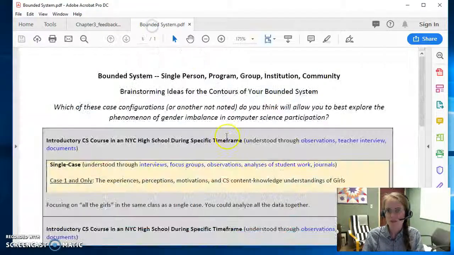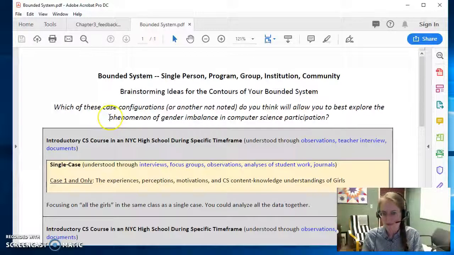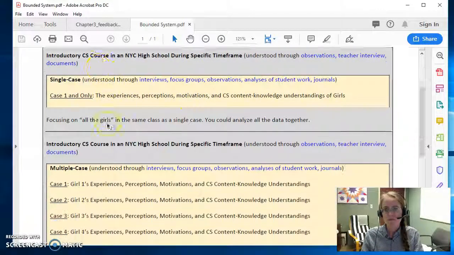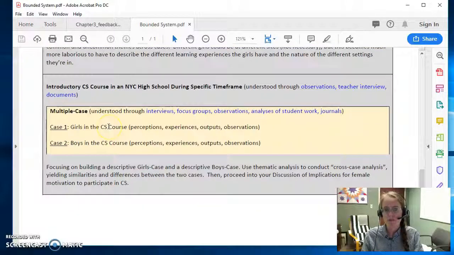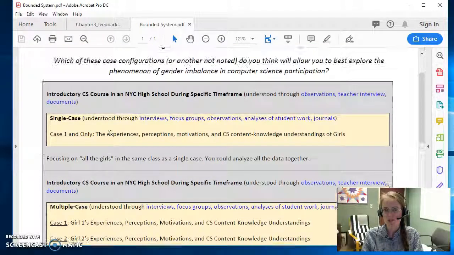So I went through and I've created this bounded system document that's also linked inside of the email that I sent. And I brainstormed some ideas for your bounded system given what I kind of know about what you're talking about. Here are 3 different examples of ways you could bound your study. The first one is the easiest, and even it will be a challenge. So I might recommend going with it. It's all I could handle as a doc student, I'll tell you that.